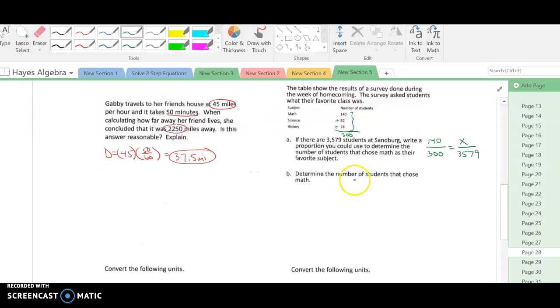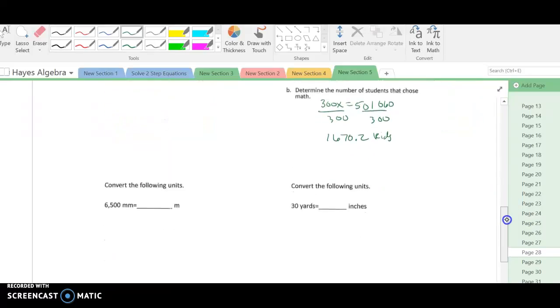Now, what do I do to find the number of students that chose math? I cross multiply. So 300 times x is equal to 140 times 3,579, which is 501,060. And now when I divide by 300, you get 1,670.2 kids like math.